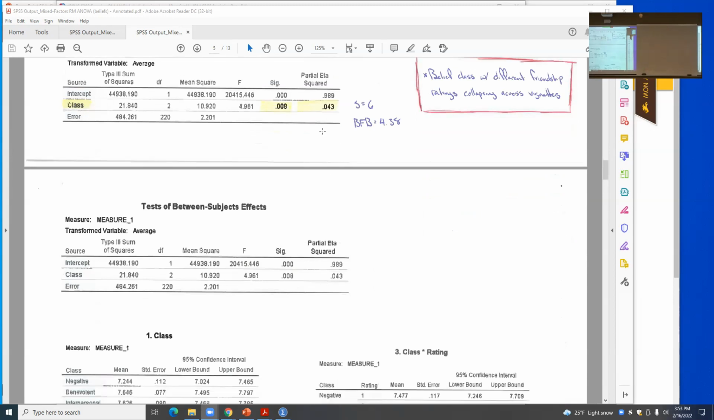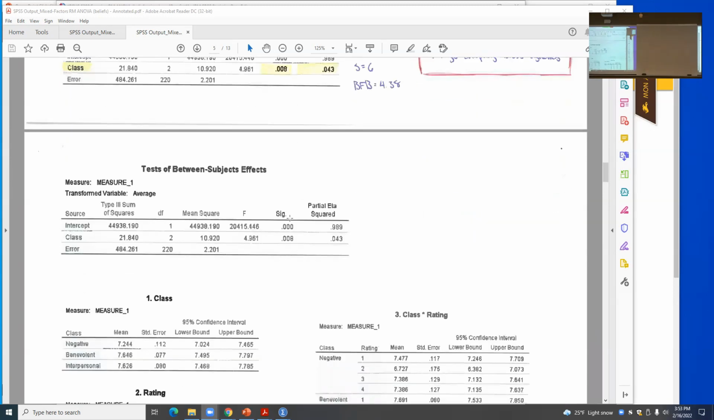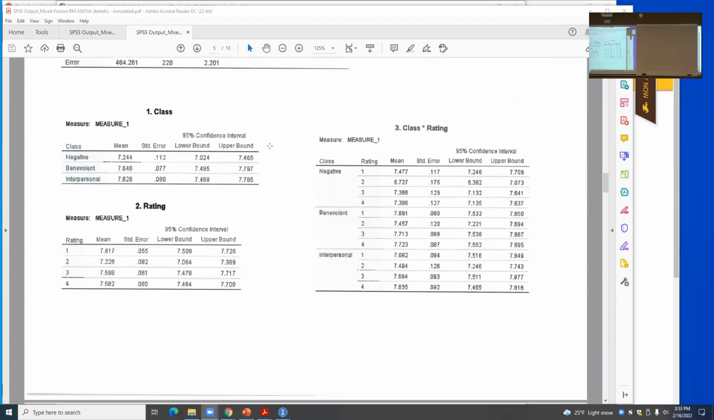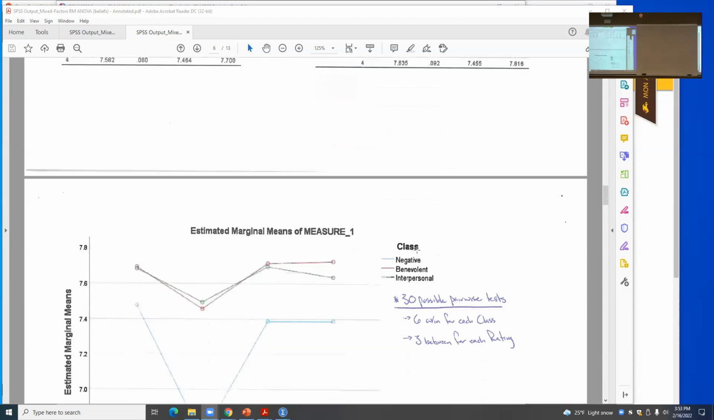And so then we go down to another test of between subjects effects. Here's our marginal means that we had asked about, right? Here's the average rating across vignettes for negative, for benevolent, and for interpersonal. Collapsing across groups, here's the average rating for vignette 1, 2, 3, 4, and then here's our 3x4. These are our marginal means. It's a nice table to go through and take a look at just to see patterns. Again, when I report, I like to report observed means, but this is a nice, quick and easy way to look at things.